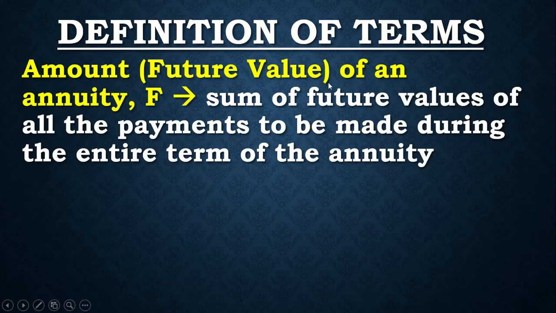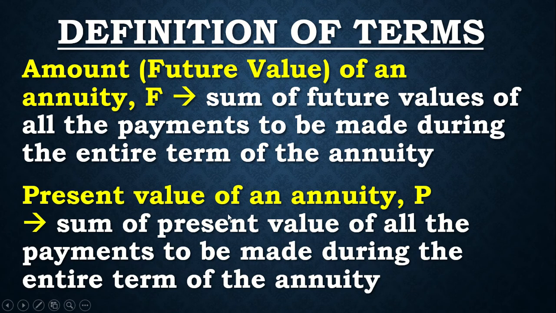The future value of an annuity denoted by big letter F, which is the sum of future values of all the payments to be made during the entire term of the annuity. The present value of an annuity denoted by big letter P, sum of present value of all the payments to be made during the entire term of the annuity.